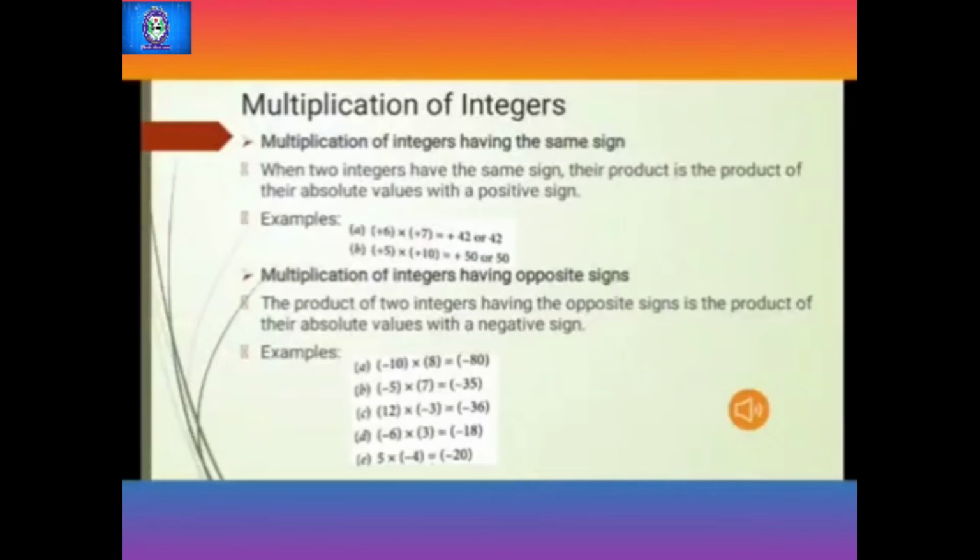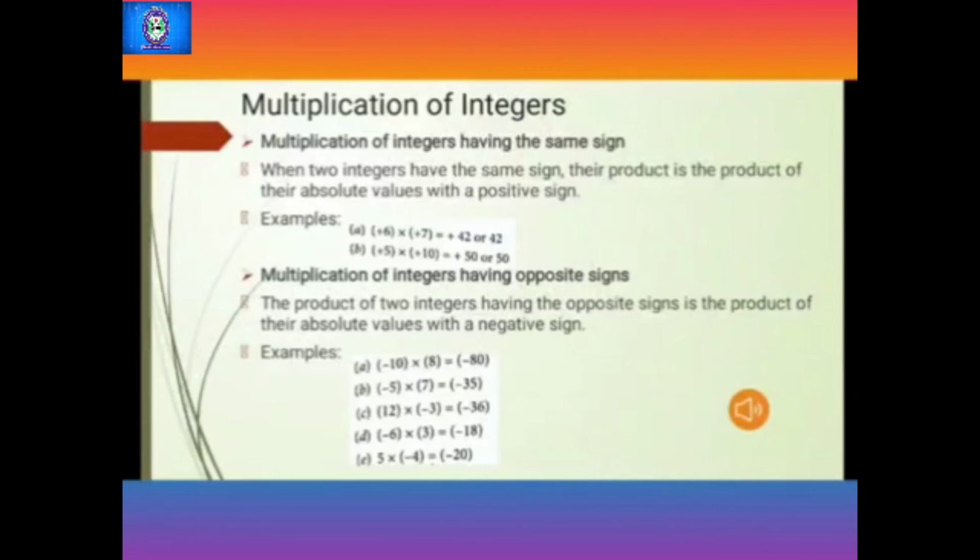Dear students, now let's discuss multiplication of integers. Multiplication of integers having the same sign. When two integers have the same sign, their product is the product of their absolute values with a positive sign. As you can see in the example, when a positive integer multiplies with a positive integer, the answer is also a positive integer. Like a positive integer 6 multiplied by a positive integer 7, the answer is a positive integer 42. In another example, positive integer 5 multiplied by positive integer 10, the answer is positive integer 50.